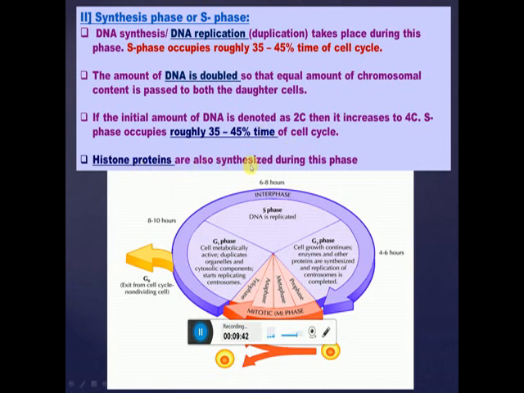Histone proteins are also synthesized during this phase. Along with DNA synthesis, there is synthesis of histones. So in the S phase, DNA is replicated or duplicated. In addition to this, there is formation of histone protein.